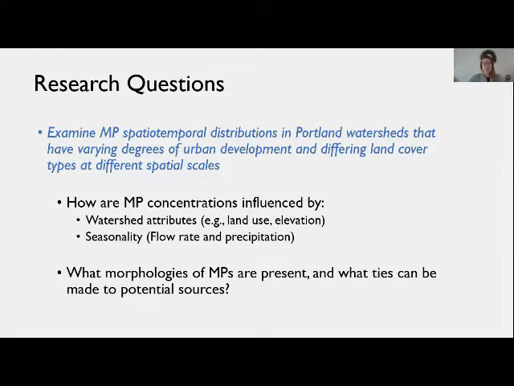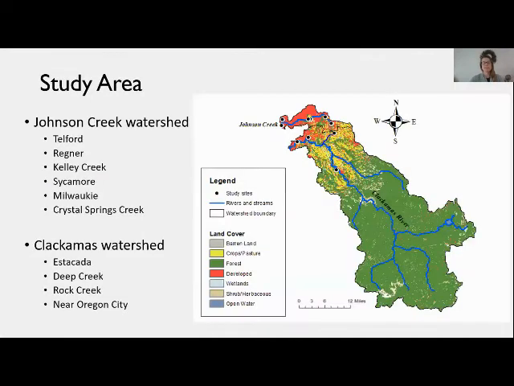So what we were interested in finding out here was how microplastic concentrations were influenced by spatial factors, so watershed attributes such as land use or elevation, and how they're also influenced by temporal factors such as flow rate and precipitation. We were also interested in seeing what specific morphologies of microplastics are present at all of our sites and what ties we can make to potential sources.